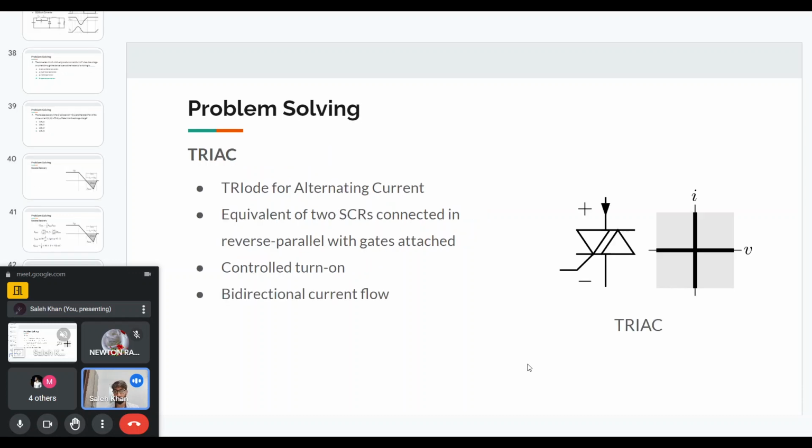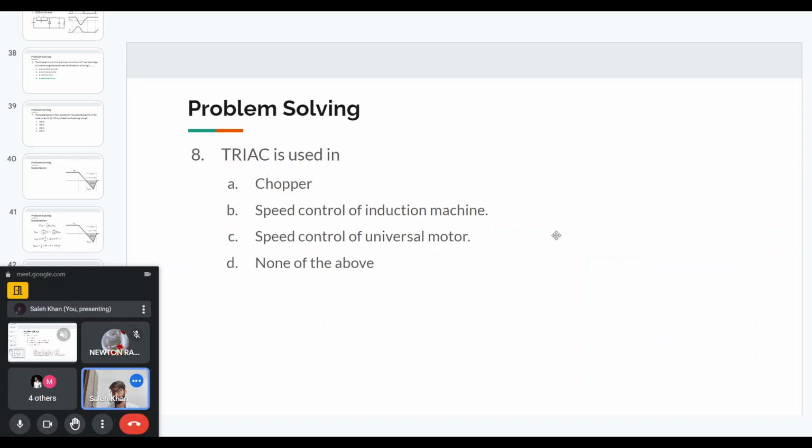So I'll talk about, so the triac looks like this. It is basically two SCRs connected in reverse parallel with the gates attached. So it basically becomes a four quadrant switch. It has a controlled turn on. It will block both positive as well as negative voltage and allow bidirectional current flow as well. So this kind of a switch, which application is it used in? The options are chopper, speed control of induction machine, or speed control of universal motor.